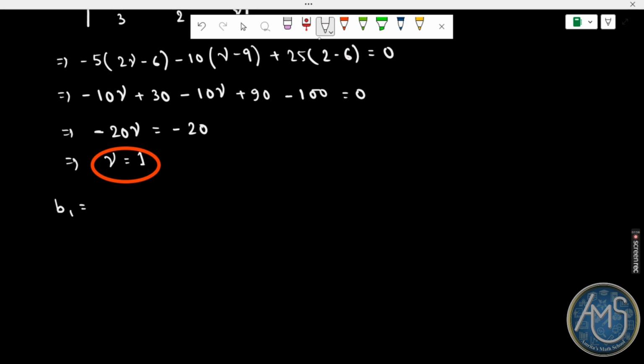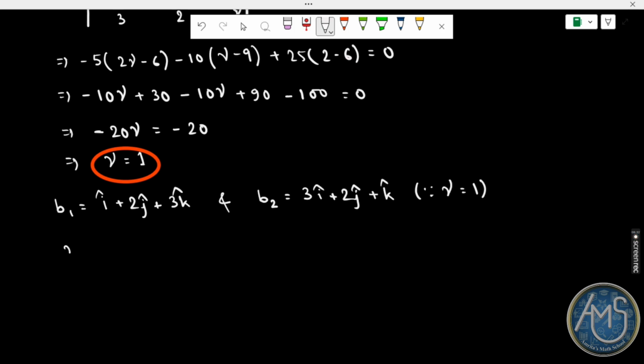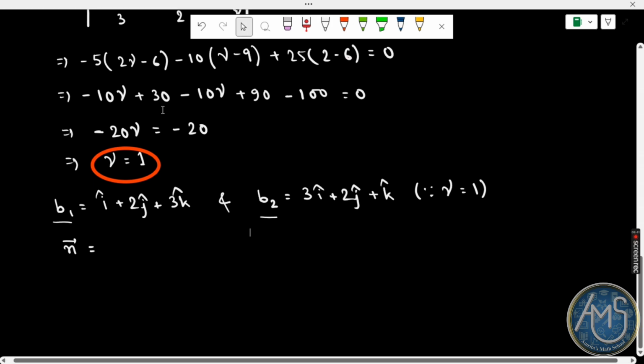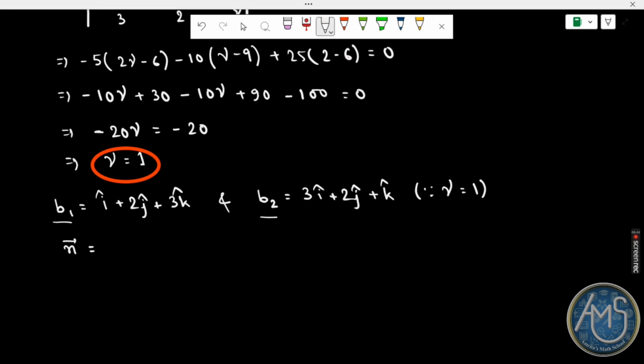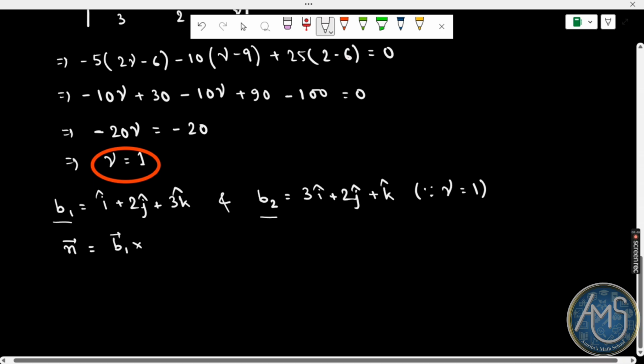So B1 is i cap plus 2j cap plus 3k cap, and B2 is 3i cap plus 2j cap plus gamma k cap, that means k cap, since gamma is 1. So N vector is the vector which is perpendicular to both B1 and B2. B1 means the vector parallel to L1 and B2 means the vector parallel to L2. So B1 cross B2.